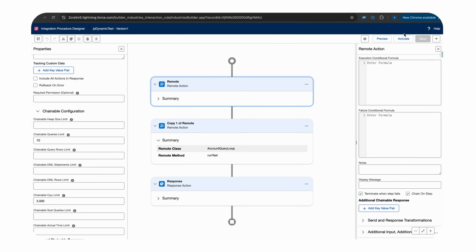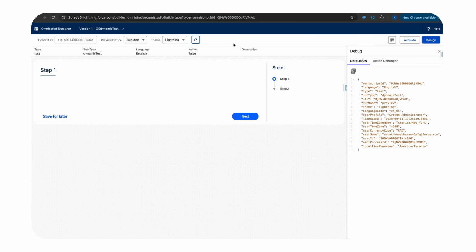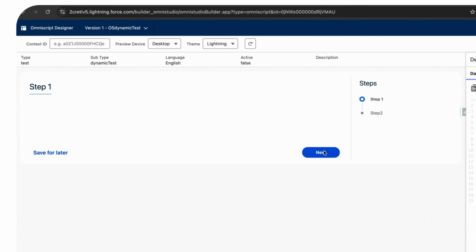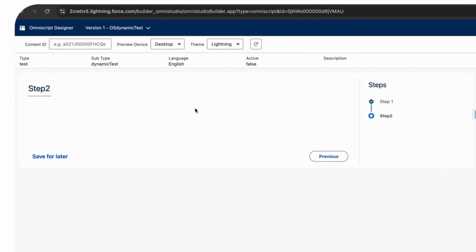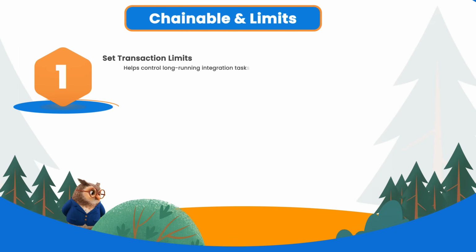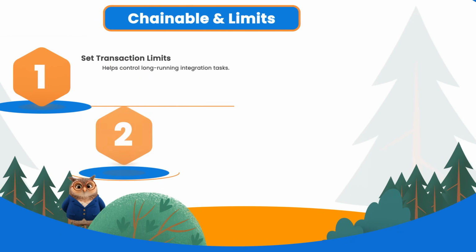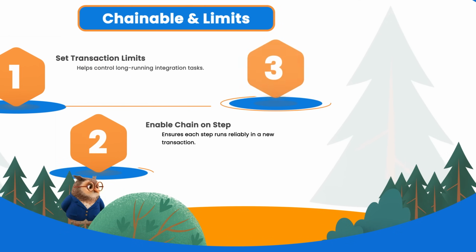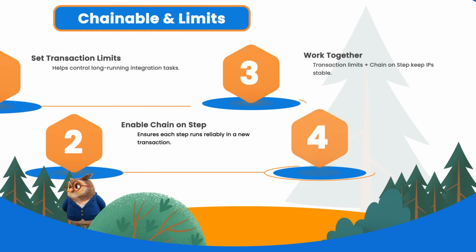Now activate it. Let's go back to our OmniScript, do a refresh and click on next. As you can see, this time we didn't get any error, which means the chainable and chain on step did take effect and we surpassed the SQL 101 error. So to recap, chainable sets your transaction limits and chain on step enforces the split. Together, they keep your long-running integration procedures reliable and error-free.